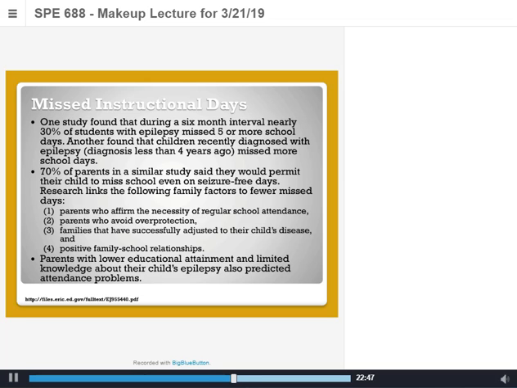And families that successfully adjusted to their child's disease, and again, those with positive school-family relationships. So if they know that we have plans in place and we have the right kind of knowledge and we know what to do, the students are less likely to miss school. Parents with lower educational attainment and limited knowledge about their child's epilepsy predict attendance problems. So we know that when a parent has lower educational attainment, or they just don't know a whole lot about their child's disability, their child misses a lot more school.